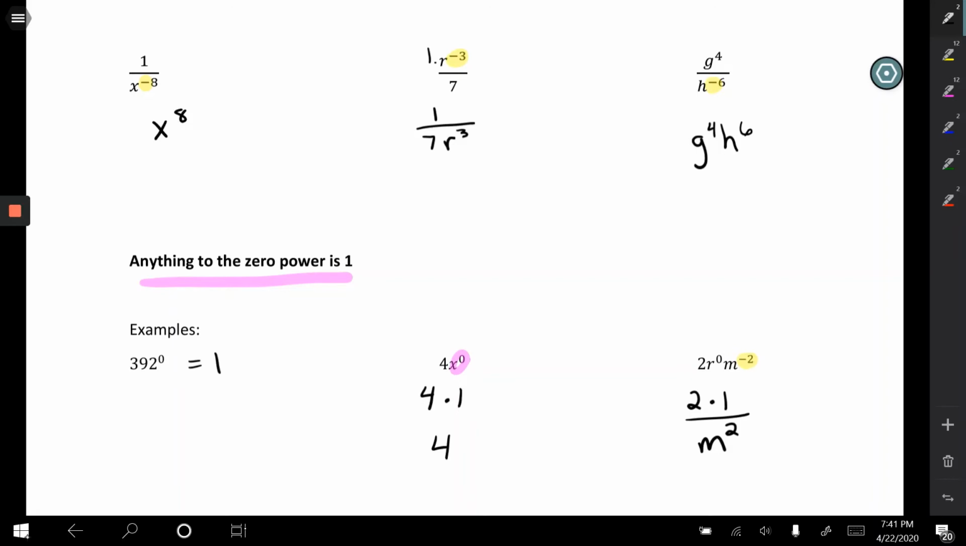Well, I know 2 times 1 is just 2. I don't have to write it out as 2 times 1. So I end up in my simplest form. I have 2 over m squared, and there is my happy simplified power right there. Okay, and that is the negative and 0 exponent properties.